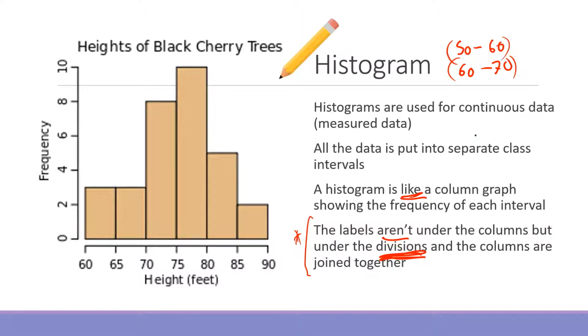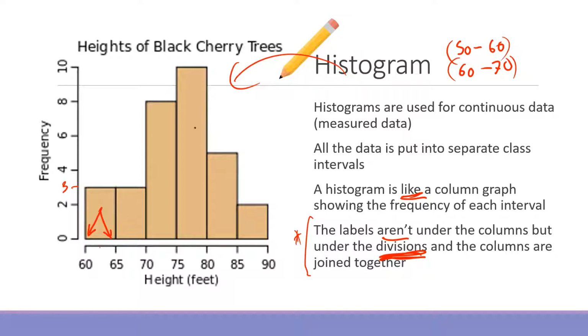Firstly, if you have a look at this histogram on the right, what do I mean by that? Notice how if I look underneath this column, there's actually nothing there. There's nothing indicating what that column represents. The only way for me to figure out what this column represents is not to look directly under it, but to look where this column is between. This column is between 60 and 65. So that means this column represents how many trees are between 60 and 65 feet in height. And there are 3 trees that are between 60 and 65 feet.